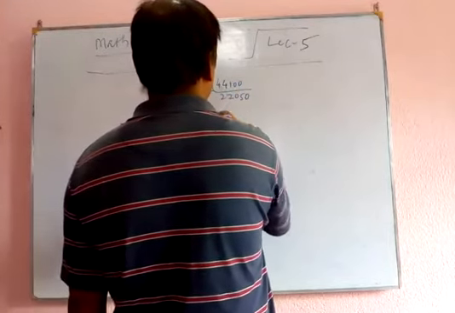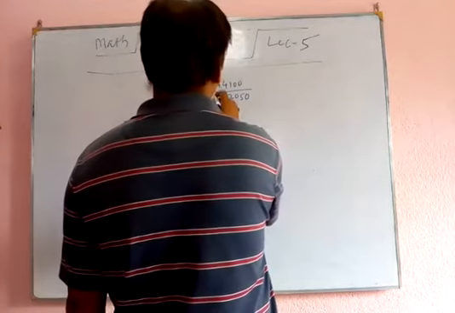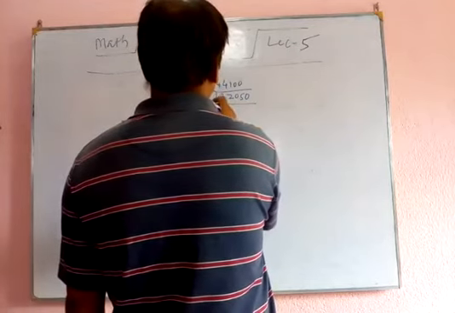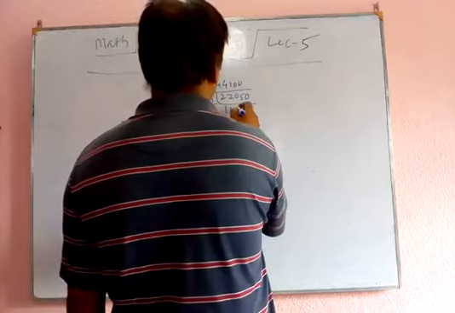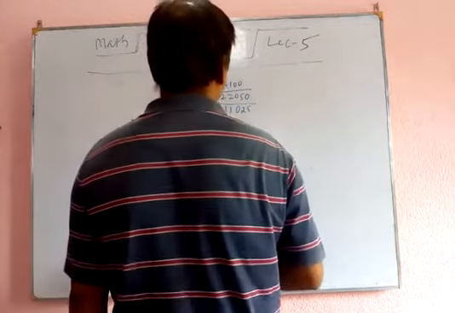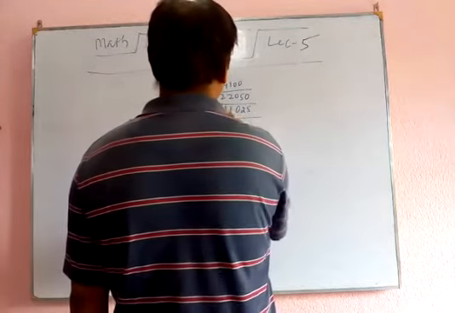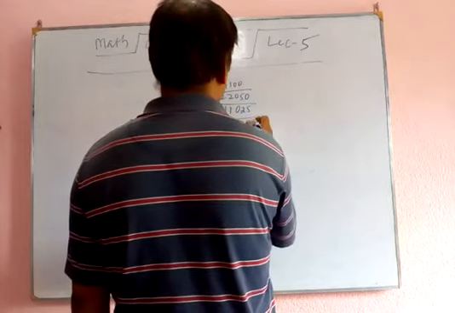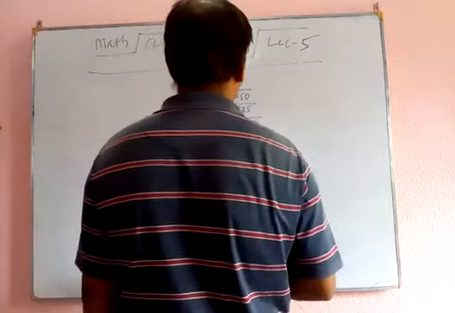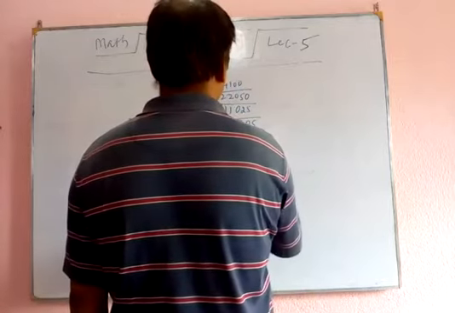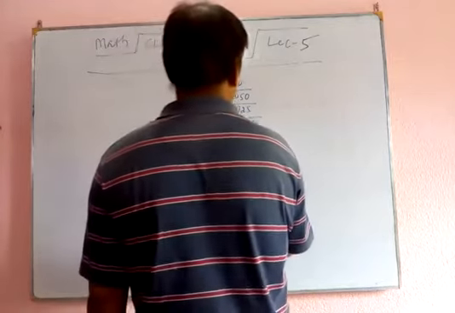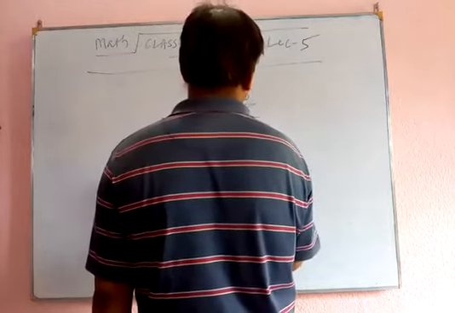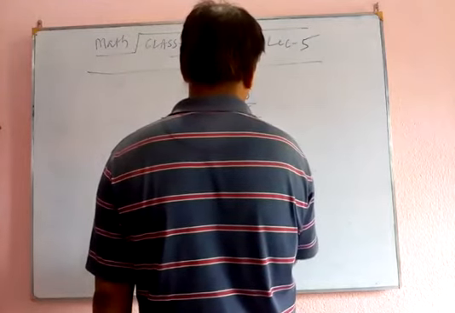44100, then 2205 and 0. Again then 11025. Now 5 times 5, 4, 1, then 3.